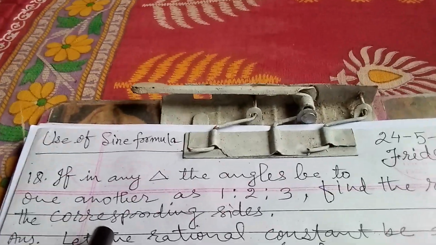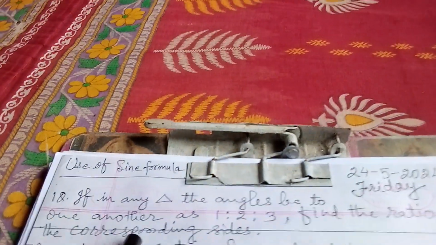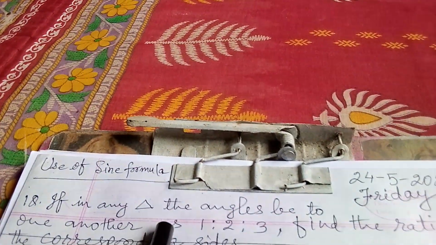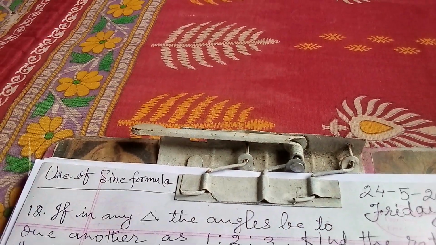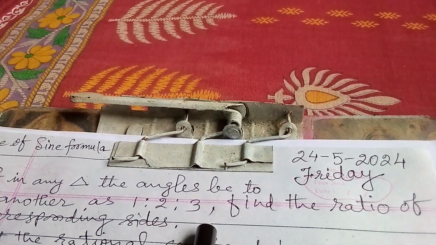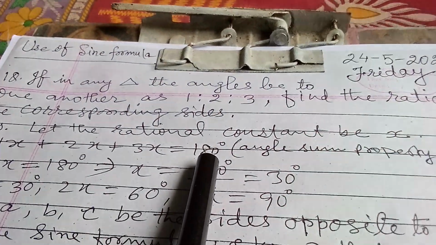Dear students, today I am going to explain two questions from trigonometry. The first question is, if in any triangle the angles are to one another as 1 is to 2 is to 3, find the ratio of the corresponding sides.